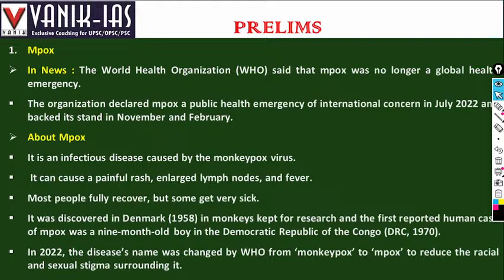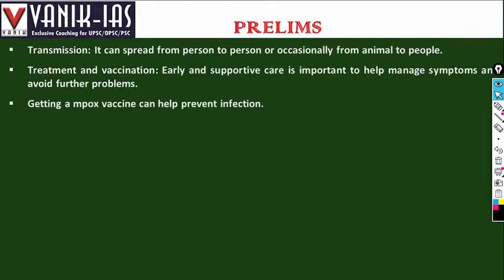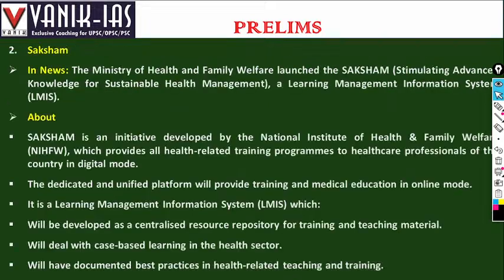It was discovered in Denmark in 1958 in monkeys kept for research, and the first reported human case of monkeypox was a 9-month-old boy in the Democratic Republic of Congo in 1970. In 2022, the disease name was changed by WHO from monkeypox to mpox to reduce the racial and sexual stigma surrounding it. Transmission: it can spread from person to person or occasionally from animals to people. Treatment and vaccinations: early and supportive care is important to help manage symptoms and avoid further problems. Getting an mpox vaccine can help prevent the infection.